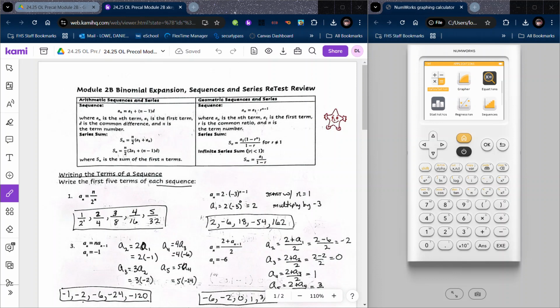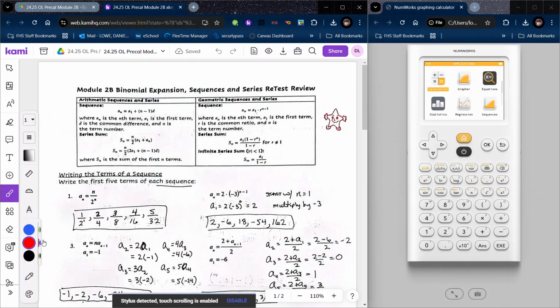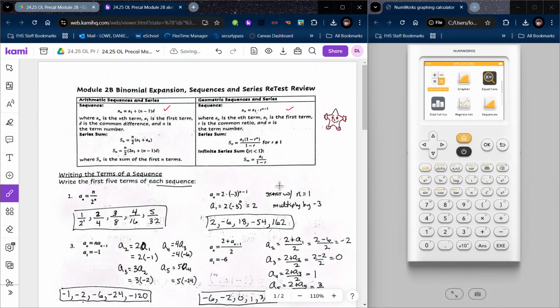This is the discussion of the retest review for Module 2B that deals with sequences and series as well as the binomial expansion. For the assessment that we've had here, you will be provided with the following formulas, and we need to understand the following formulas regarding an arithmetic sequence or series, a geometric sequence or series, as well as the summation for arithmetic series or for geometric series.